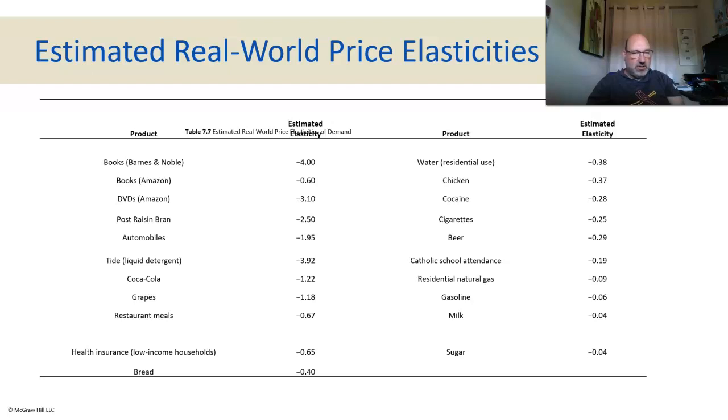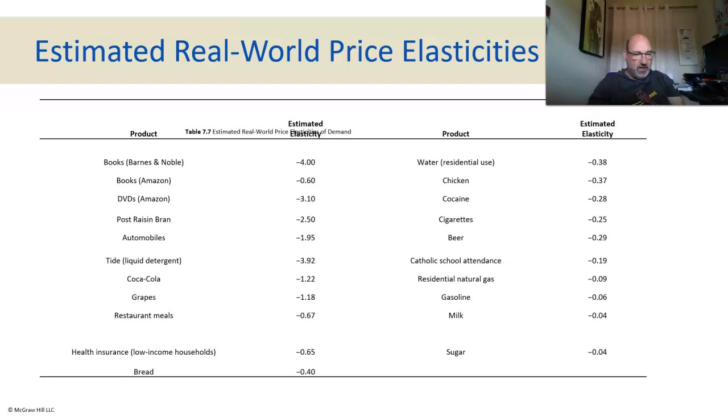And then this next one is from a book I trust. This is an old book I used to use. Books from Barnes and Noble: think of a bookstore, where you had to walk in and buy a book. That's -4, so highly elastic. Books from Amazon, downloaded to your Kindle, 0.6, so more inelastic. DVDs from Amazon, 3.1. Post Raisin Bran, a single brand of cereal, 2.5, so highly elastic.